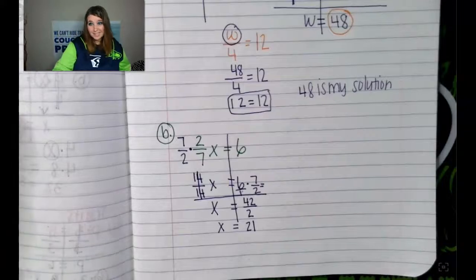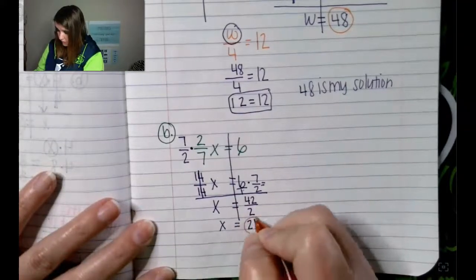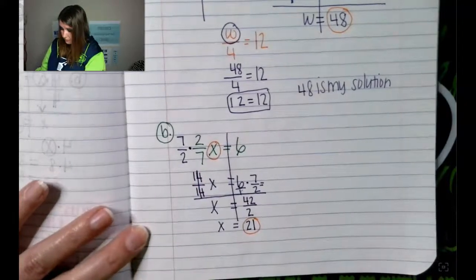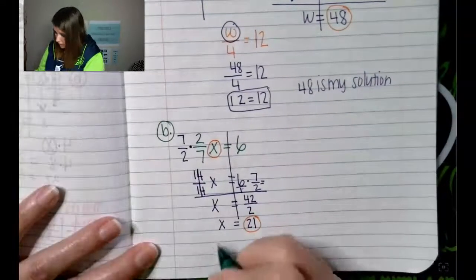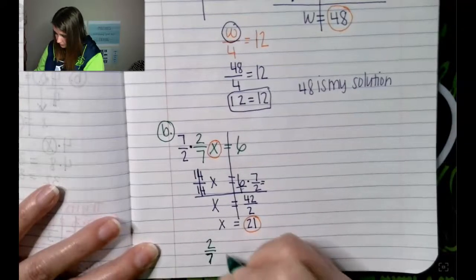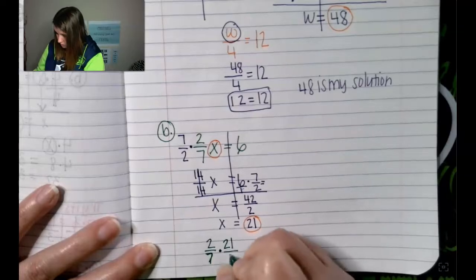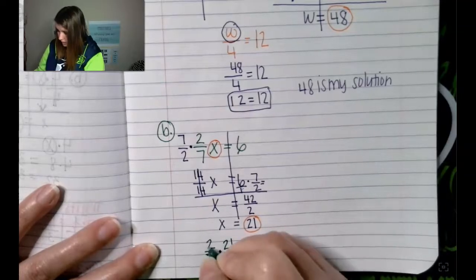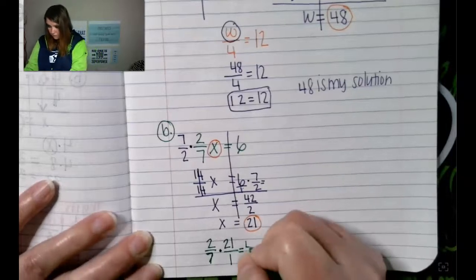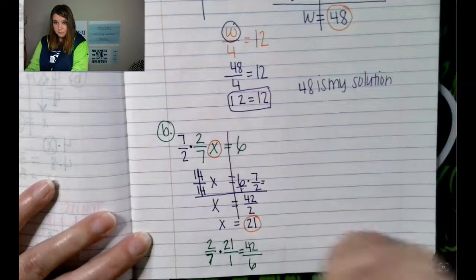Let's plug it in and see how we did. All right, so x equals 21. I'm going to take this 21 and I'm going to put it right there. So now it says 2 over 7 times 21 over 1. Okay, so 2 times 21 gives me 42. And 7 times 1 is 6.